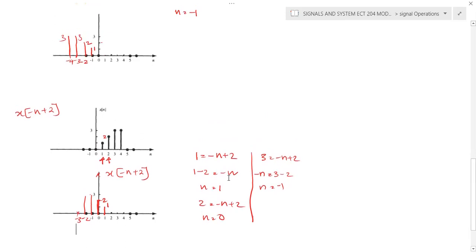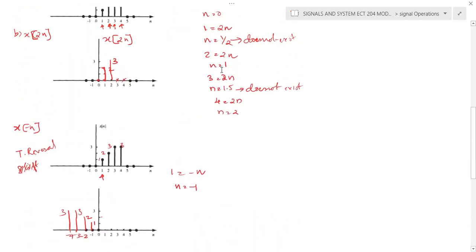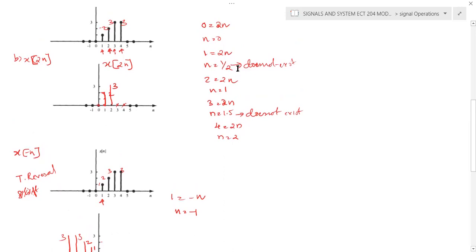So this is a discrete time signal. When you deal with a discrete time signal, always remember that there will not be any index value that is not an integer. So n is equal to 1.5 and n is equal to 0.5 do not exist in a discrete time sequence. To find such values, we use other methods known as interpolation, sampling, etc. That is not included in this particular lecture.